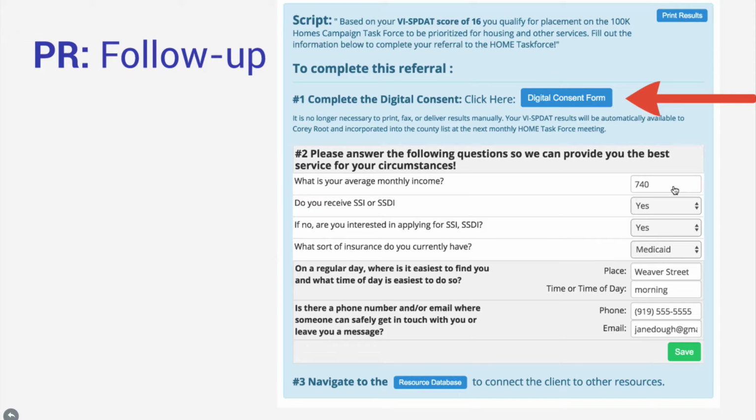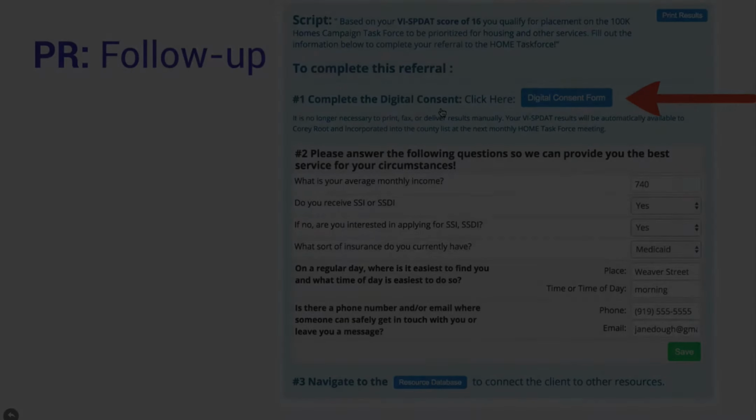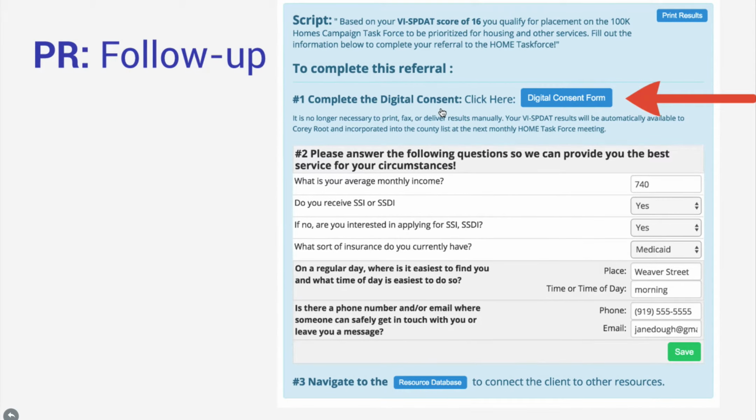So at this point in the tool, it goes through the digital consenting process, and this process allows folks to share information through the Orange County Partnership to End Homelessness Home Task Force or Home Committee. And this is a group of service providers that meet regularly to discuss different people who've given their consent to be on the list, that make program referrals and in other ways try to get folks into housing.